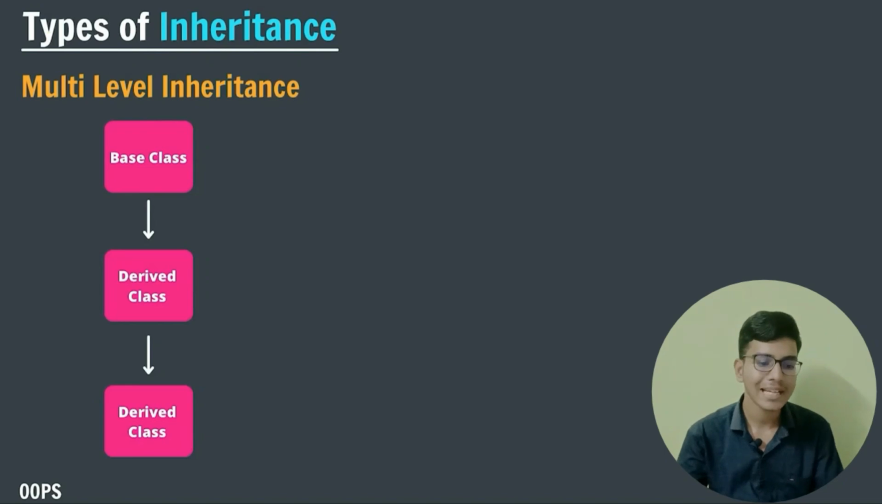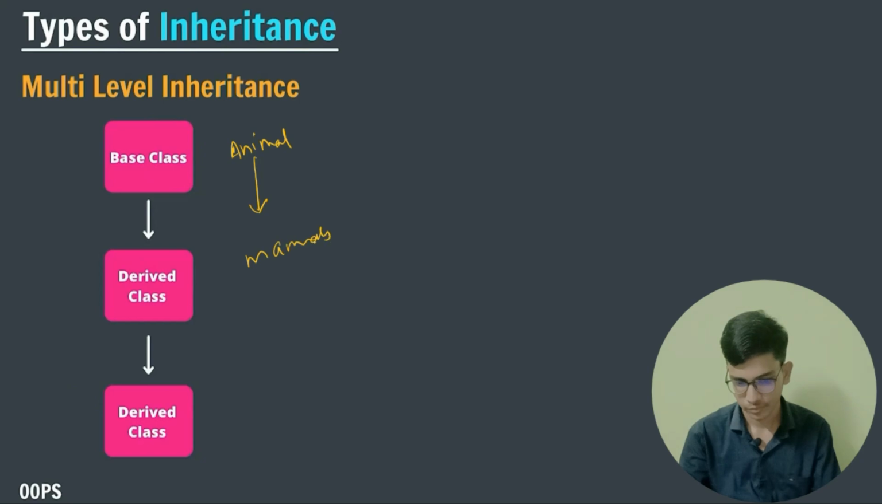Now let us see multi-level inheritance. When there are multiple steps in inheritance, suppose in the base class we have animal, with different things in it. After it, from animal we get mammals. From mammals we get cats.